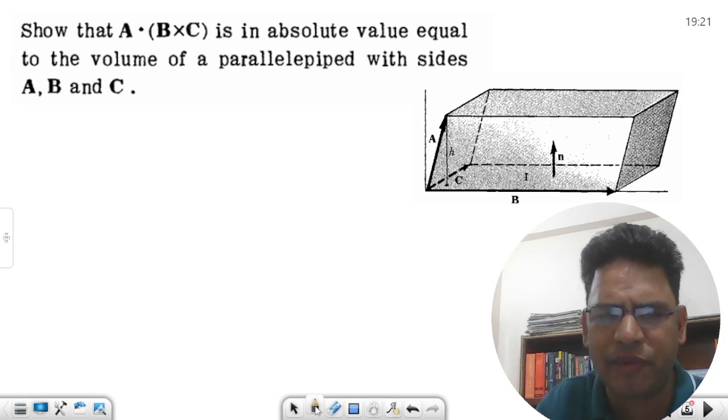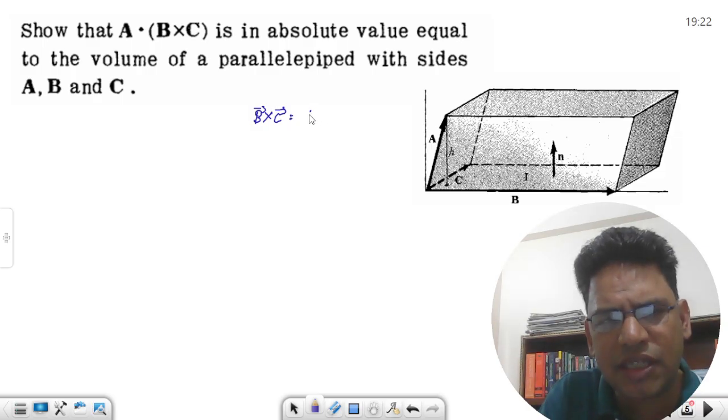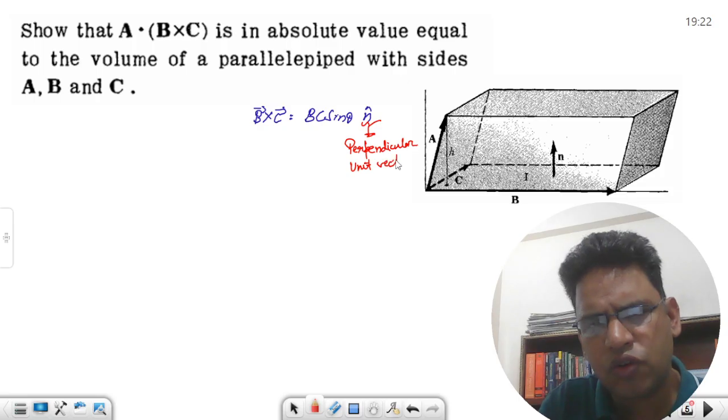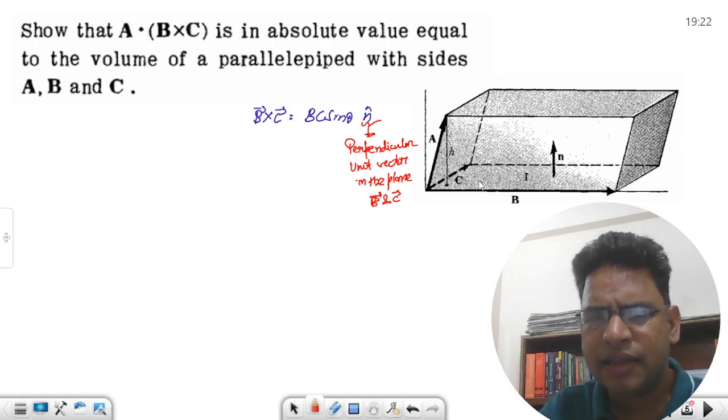If I were to take B cross C, suppose this is B cross C, and I am not going to solve all the questions, I am going to give you lots of questions. If you look at B cross C, this is going to be BC sin theta n cap. What is this n cap? Common sense, it is the perpendicular unit vector, the unit vector perpendicular to the plane spanned by vectors B and C. The plane formed by vectors B and C, it is going to be perpendicular to that plane, right? All right, that's the basic idea.